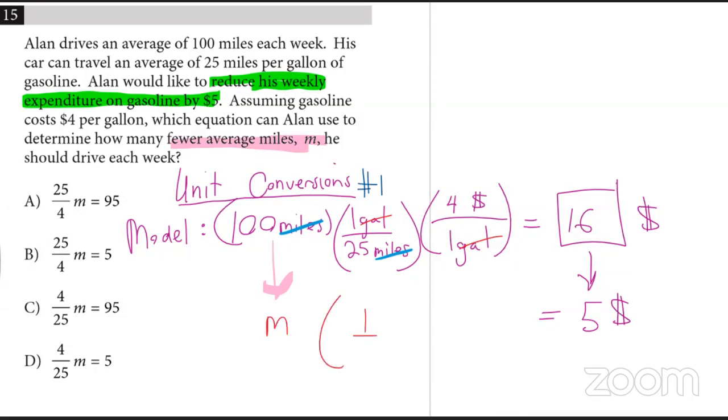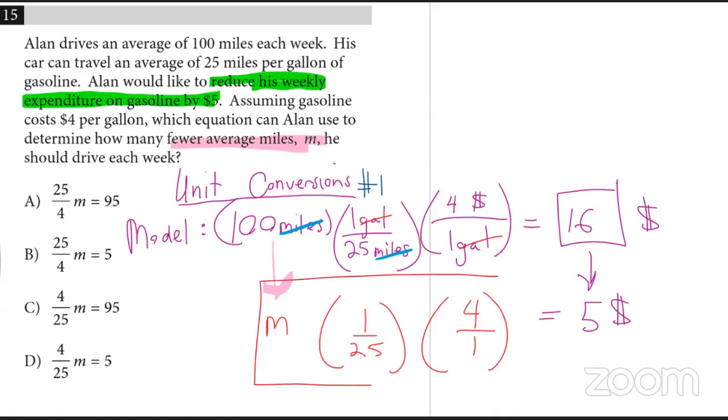But we still have the 1 over 25 for that conversion. And we still have the 4 over 1 for this conversion. But like I said, we're trying to figure out what use of all this results in $5, which is what we're looking for. So which equation can be used to figure this out? You're looking at it. It has a 4 and an M on the top and a 25 on the bottom equals 5. And that looks a lot like choice D. 4 and M on the top, 25 on the bottom, all equal to 5.